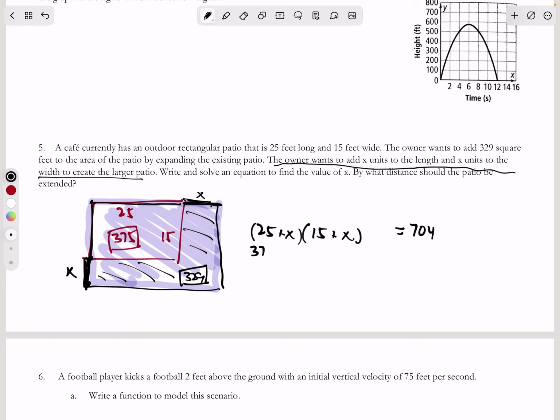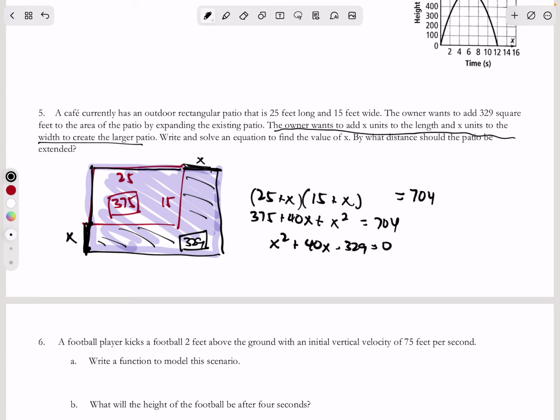Here we get, foiling it out, 375 plus 40x plus x squared, if I'm not mistaken, equals 704. I'm going to put the left side in standard form, and I'm going to subtract over the 704 in the same step. That should be minus 329. All right, and just to speed things along, the leading coefficient is 1, so I can do the simple type of factoring. If I know 2 numbers that multiply to negative 329 and which add to 40, right? We don't need to do complicated factoring. We don't need to do grouping. We can just do simple sum and product.